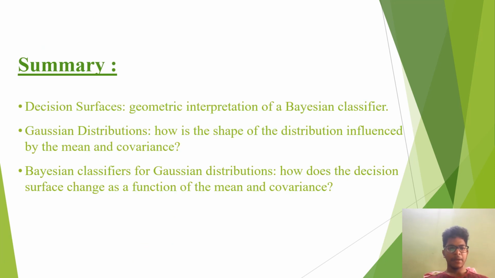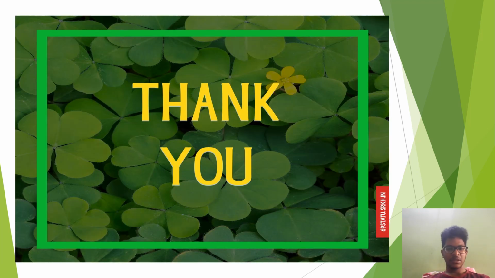Summary. Decision surfaces: geometric interpretation of the Bayesian classifier. Gaussian distribution: how is the shape of the distribution influenced by mean and covariance? Bayesian classifiers for Gaussian distributions: how does the decision surface change as a function of the mean and covariance? Thank you.